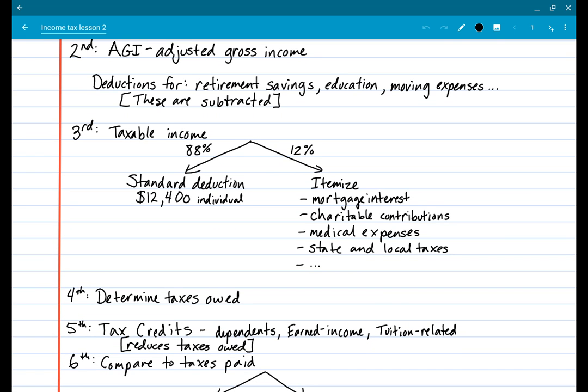A few years ago, there was a bill that changed the standard deduction amount, and it made it quite large. They're predicting that only 12% of people are not going to be using the standard deduction based off of this new amount. So what this means for you is that you're almost certainly going to be using what's called the standard deduction.